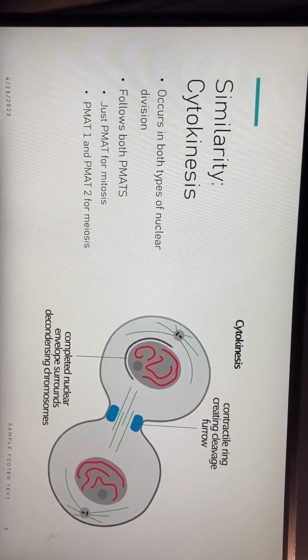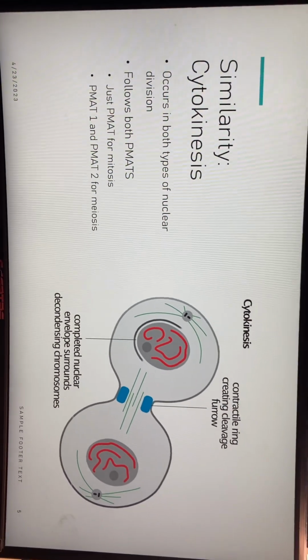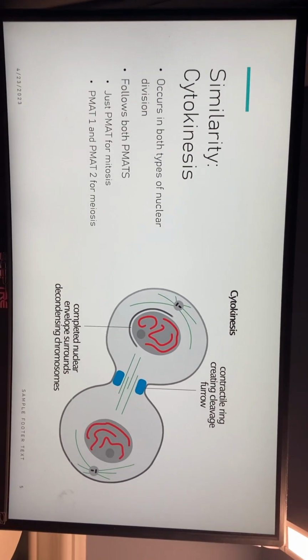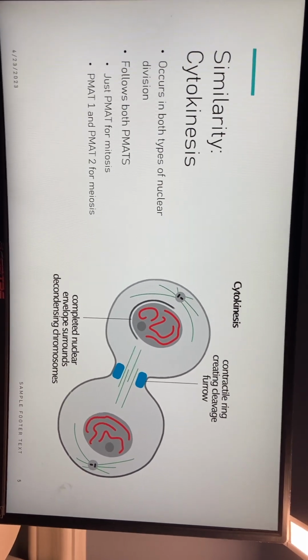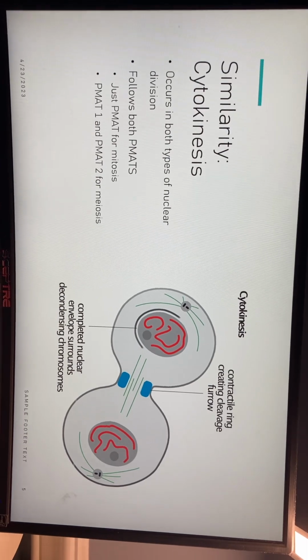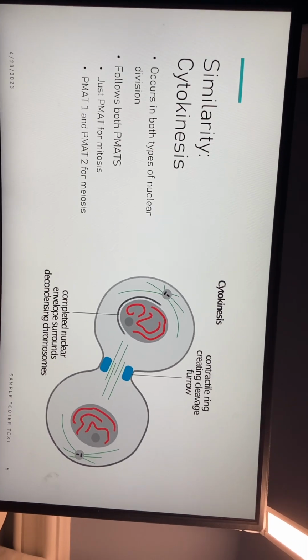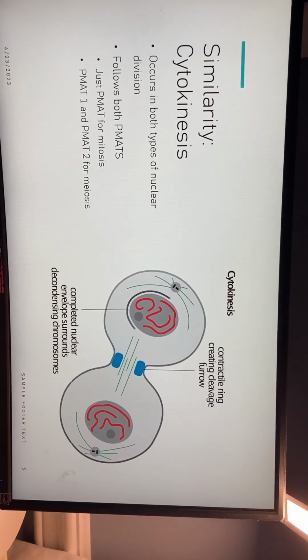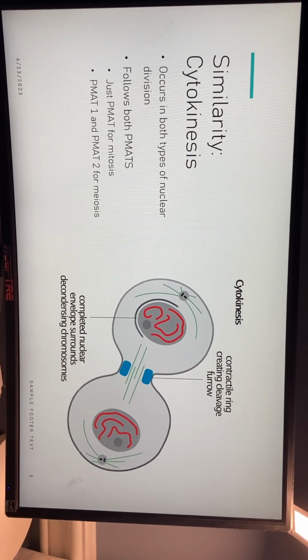Another similarity is cytokinesis. This occurs after the cell division. It occurs in both types of nuclear division, and it comes after the PMATs. So after one cycle of PMAT for mitosis, it'll occur, and after PMAT1 and PMAT2 for meiosis, cytokinesis will occur. As you can see, it really splits the cell in two.